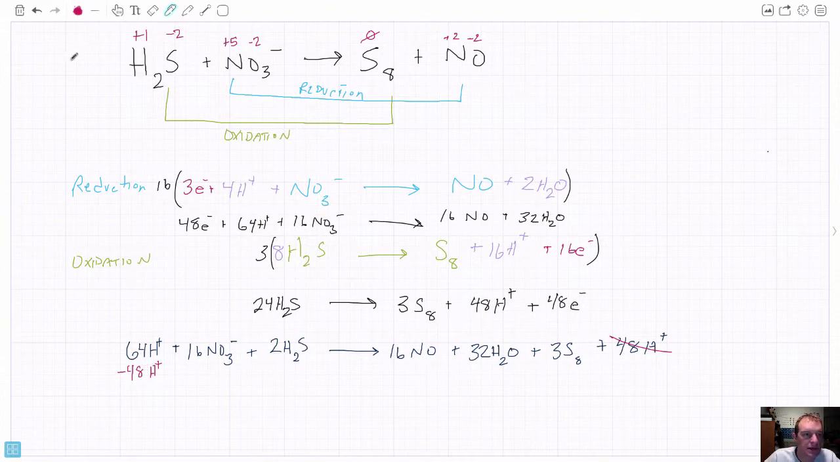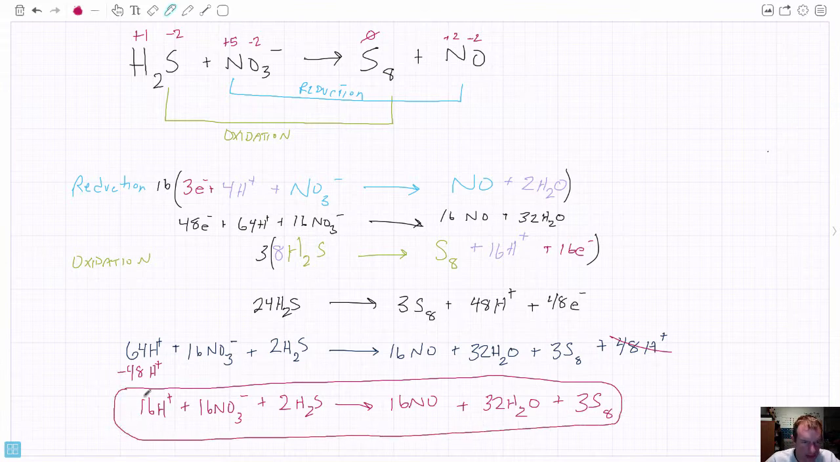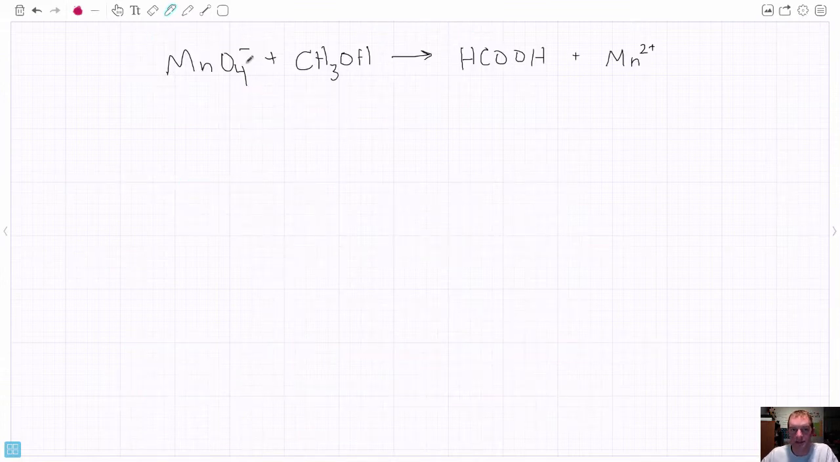Yeah, 16. So what we're left with for our final answer is 16 H plus, 16 NO3 minus plus 24 H2S yields 16 NO plus 32 H2O plus 3 S8. And that right there is the balanced redox reaction for this process. Okay. Again, the coefficients were large as we worked our way through, and the number of electrons were large. Let's take a look at a second example right here.